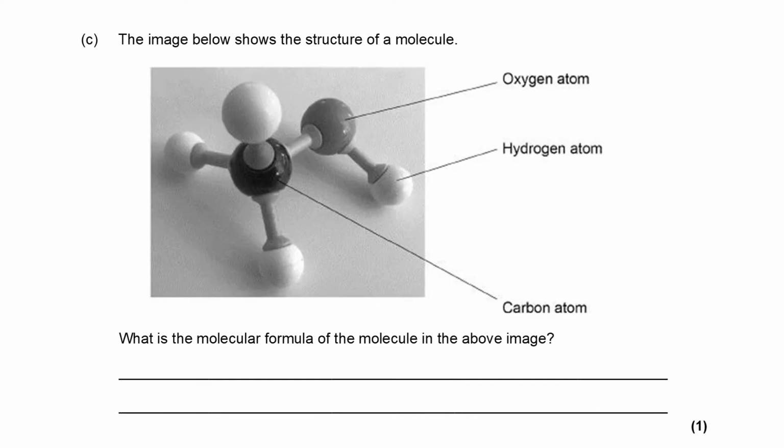Now part C. The image below shows the structure of a molecule, and they've labeled the oxygen atom, the hydrogen atom, and the carbon atom. So I can clearly see the carbon atom in the black and white picture is black, or a very dark color. And so I've labeled it clearly. And then they've shown the white colored atoms in the model as hydrogen. So I've labeled all of them as hydrogen, so it's clear for me to see.